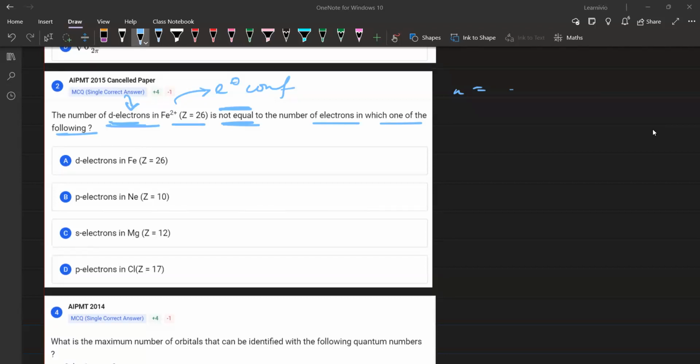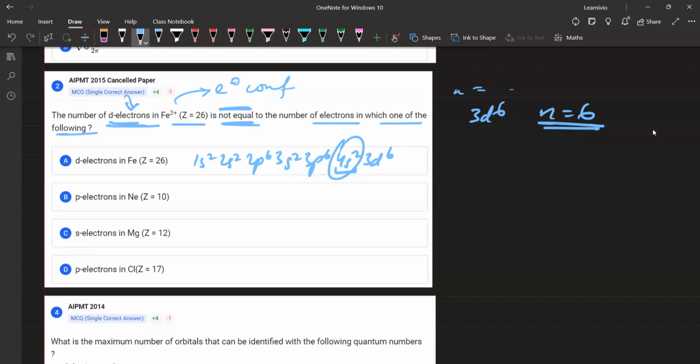First of all, we will write the electronic configuration for Fe. 1s2, 2s2, 2p6, 3s2, 3p6, 4s2, 3d6. Now, when you have to remove electrons from Fe, you have to remove from 4s initially and then 3d. If you remove directly from 3d, it will be wrong. So the electronic configuration of Fe2 plus will be the same, just 3d6. Remove the 4s2. So the number of d electrons is equal to 6. Now the d electrons in Fe, it is also n equal to 6.